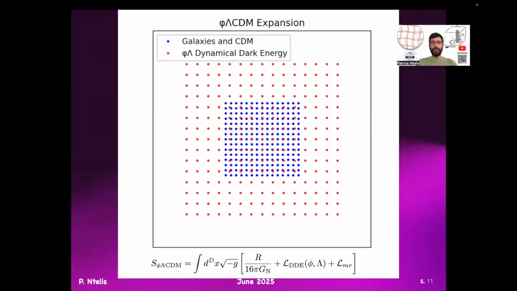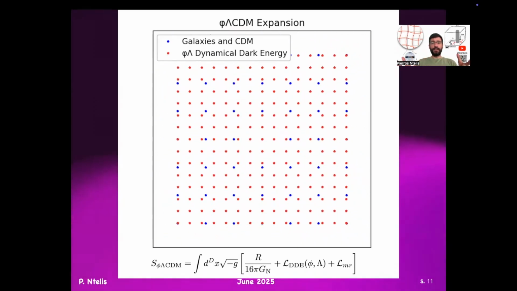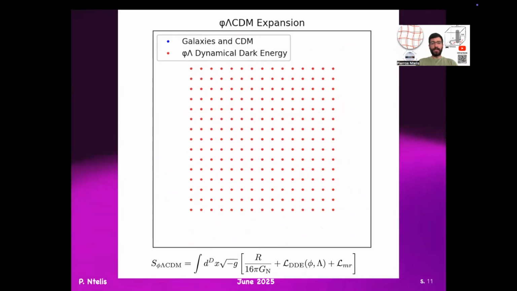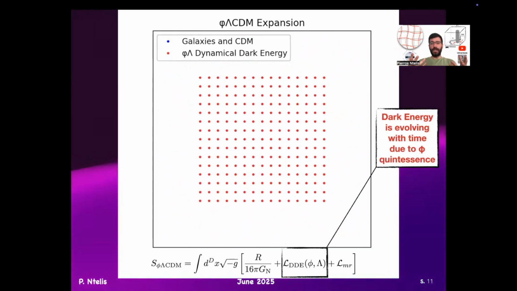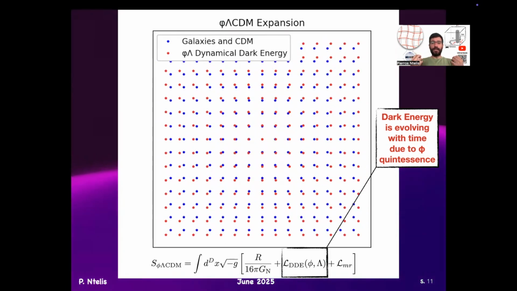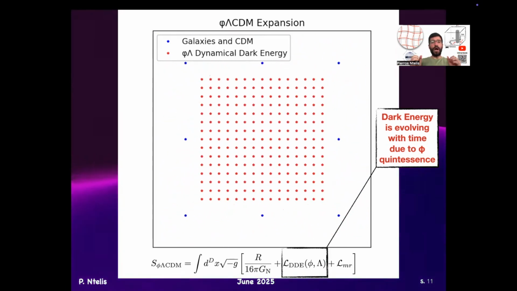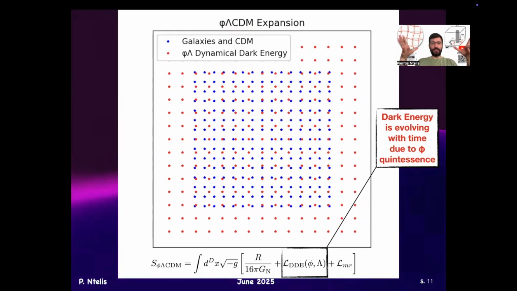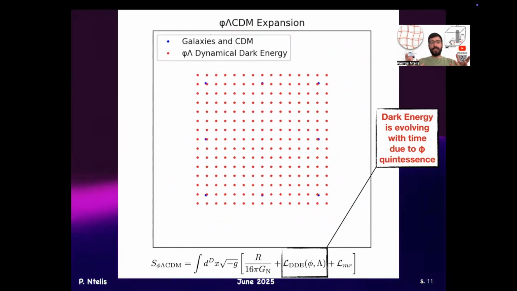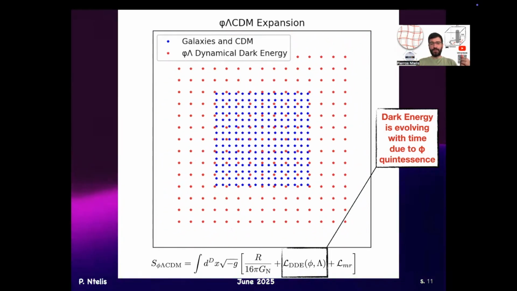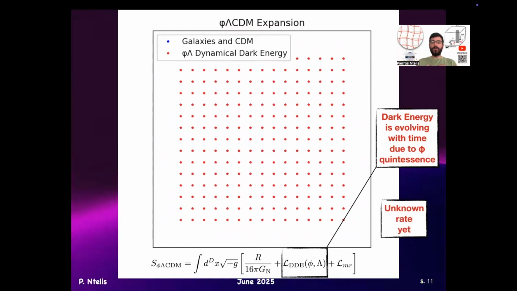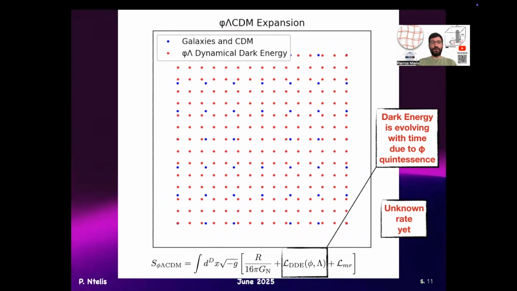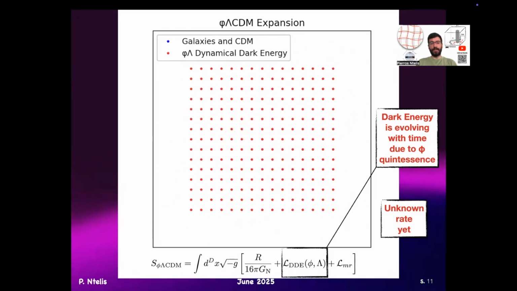Now, in the quintessence model, the ϕ-CDM model, the dynamics of dark energy change. And you see here a kind of oscillatory pattern of dark energy denoted with red. This is due to the phi quintessence field. While the galaxies and the cold dark matter are expanding, the dark energy has some kind of oscillation. And we still have observational and theoretical efforts in order to identify this rate of oscillations of dark energy.